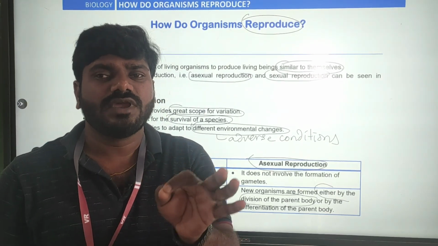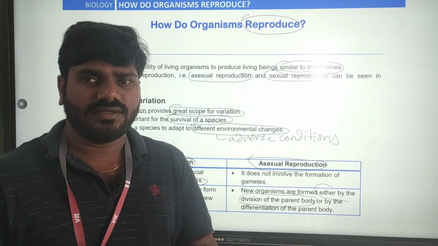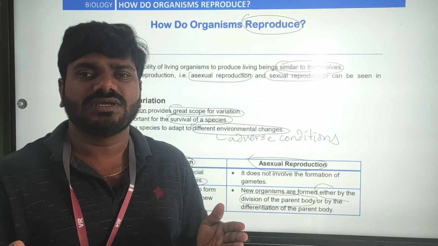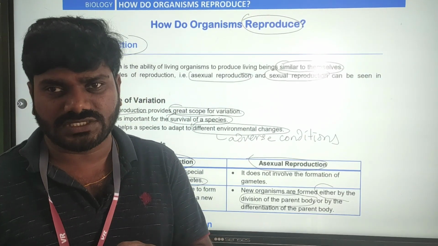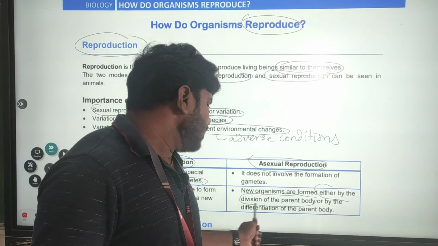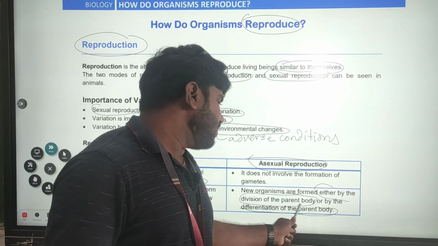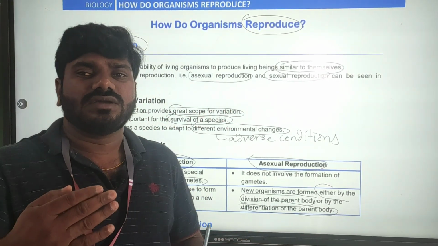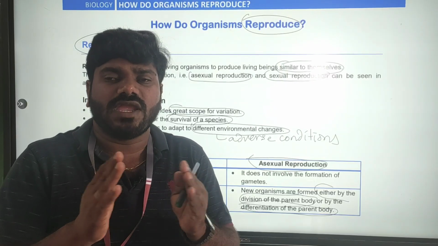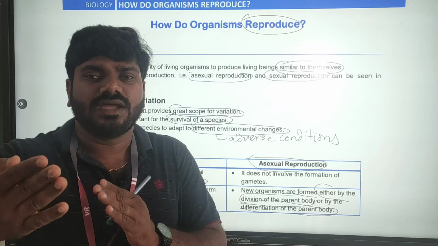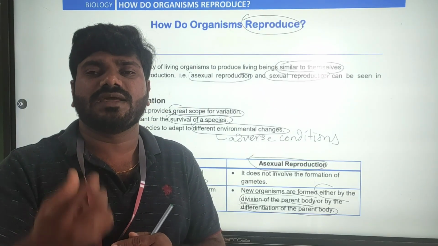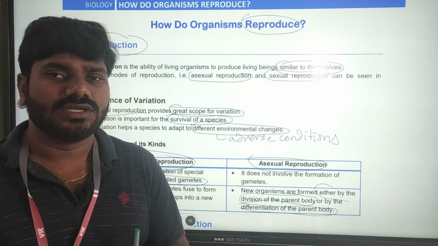In the process of division, the body will be divided, and each division can form a new individual. Otherwise, by differentiation of the parent body. Differentiation means what? It divides, it will separate. The body will separate, and each separate part can develop into a new individual. Okay.